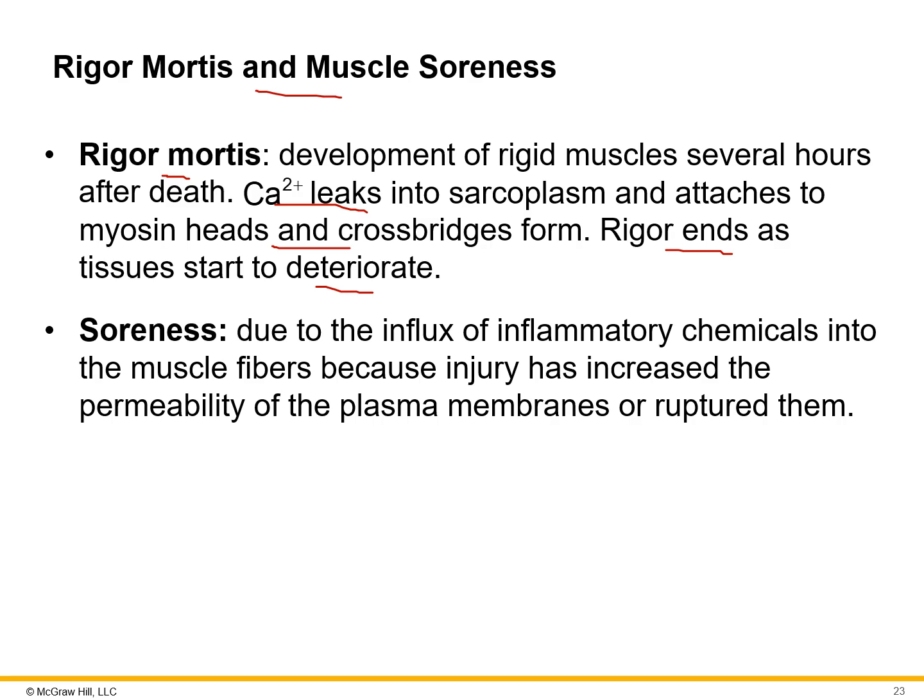And it stays that way essentially until the tissue just deteriorates and the proteins break down and the cross bridges end. The soreness I mentioned a little bit already, but this is due to those inflammatory chemicals that can occur, but also due to that lactic acid that can build up as well.